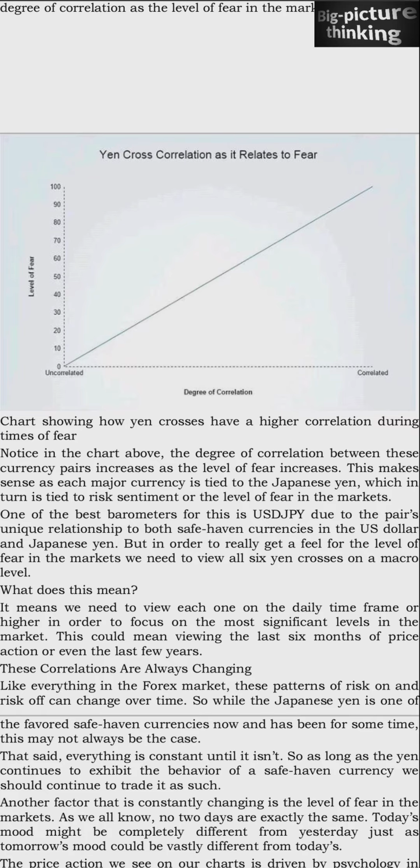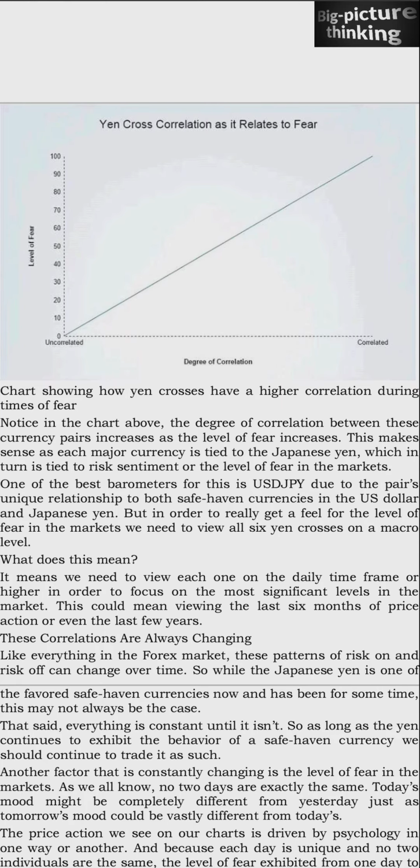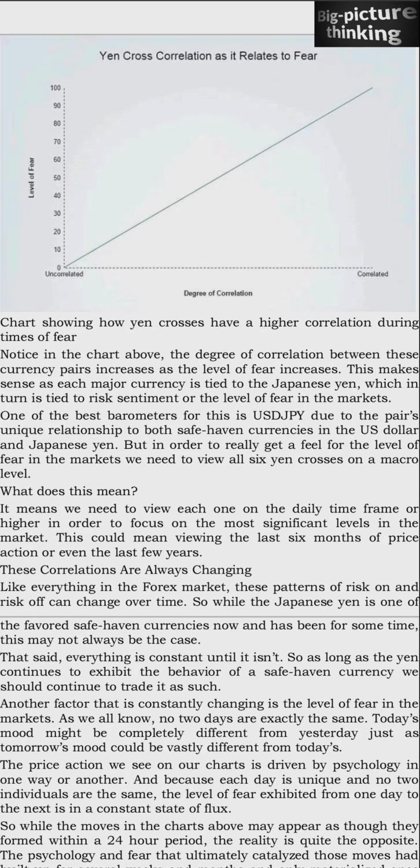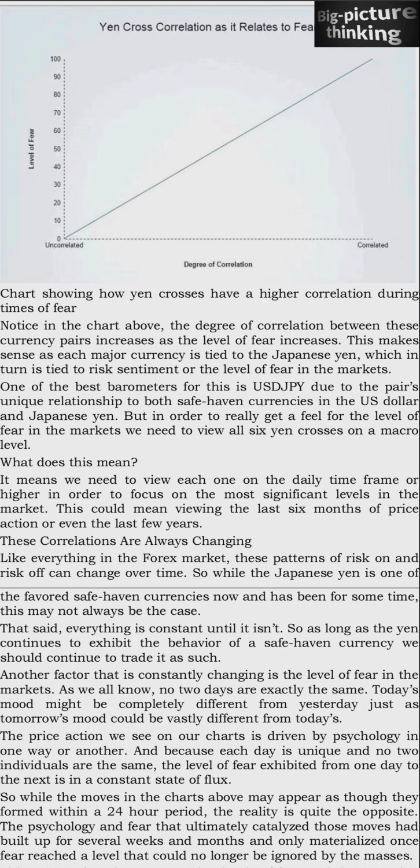But in order to really get a feel for the level of fear in the markets, we need to view all 6 yen crosses on a macro level. What does this mean? It means we need to view each one on the daily time frame or higher in order to focus on the most significant levels in the market. This could mean viewing the last 6 months of price action or even the last few years. These correlations are always changing.